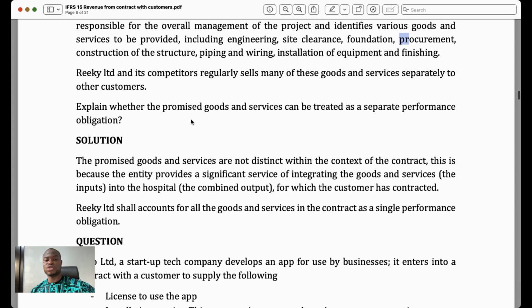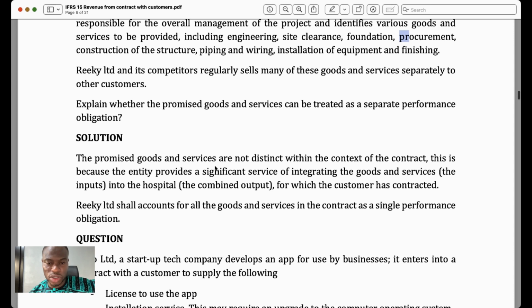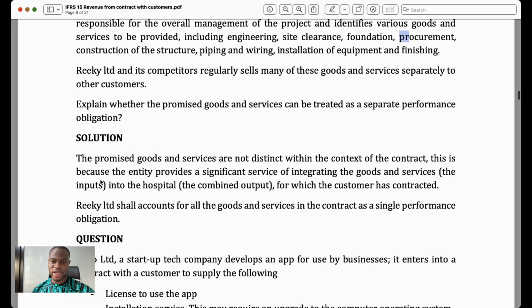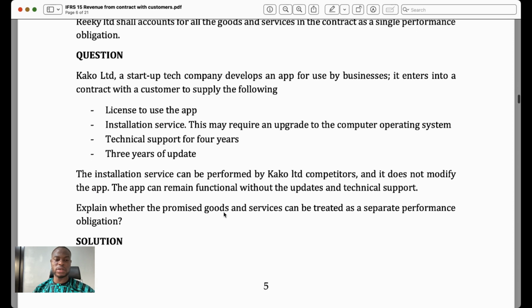And that's what the solution is saying here, that the promised goods or services are not distinct within the context of the contract. This is because the entity provides a significant service of integrating the goods or services, that is, the input, into the hospital, the combined output, for which the customer has contracted, right? So Wiki shall account for all the goods or services in the contract as a single performance obligation. Okay, let's look at this other one.